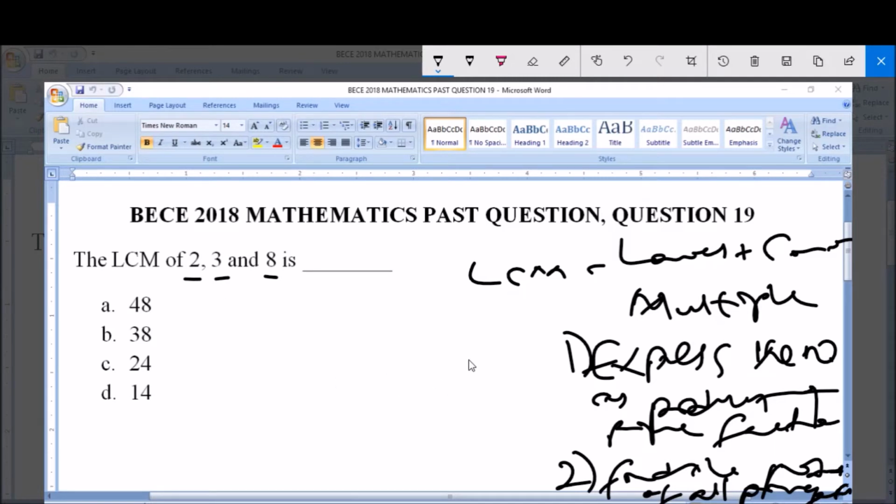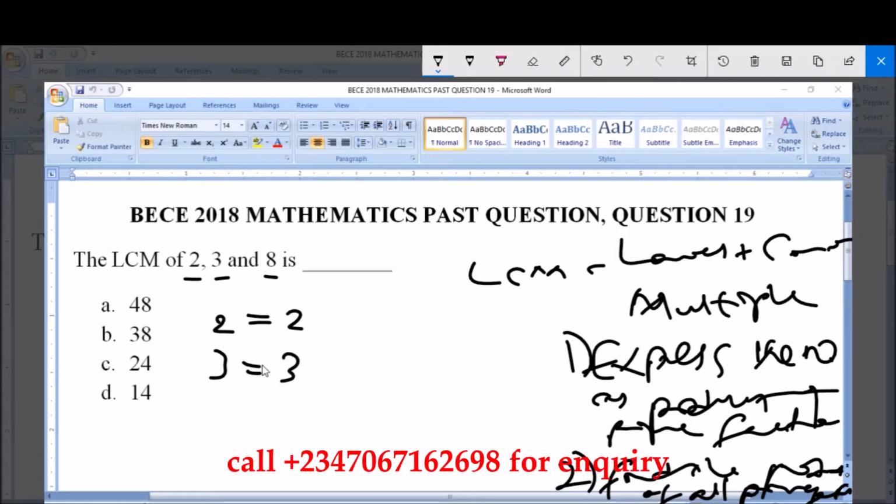Now let's start. Number 1, so we should express them as a product of prime factors. The first number given to us here is 2. Now to express 2 as a product of its prime factors, we start with the lowest prime number. I know prime numbers are numbers with just 2 factors, that is 1 and itself. Now 2 is the lowest prime number. We start from 2, and 2 goes into 2 once, so we just have 2 here. The next number is 3. Now the lowest prime number is 2, but 2 cannot go into 3, so we move to the next prime number, which is 3. Now 3 will go into 3 once, so we therefore have 3.